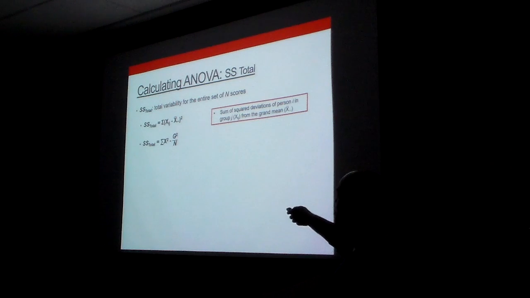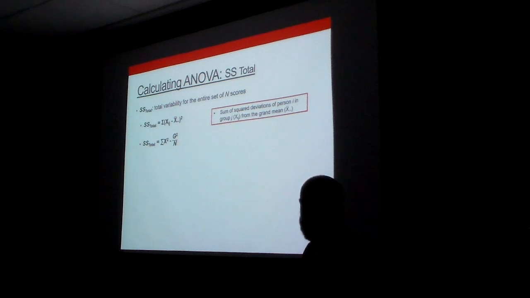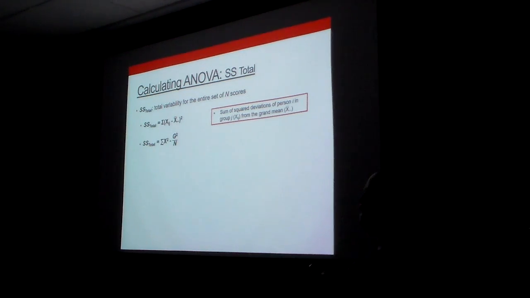If we take each person's individual score and subtract from it this x bar dot dot, the grand mean, and then square that deviation for everybody, this is going to give us our total variability. This is our sum of squares total. So we're taking the deviation of every participant's score from the grand mean, the mean of everybody. Again, it's the sum of the squared deviations of person i in group j from the grand mean. Conceptually, this is what's going on with sum of squares total.